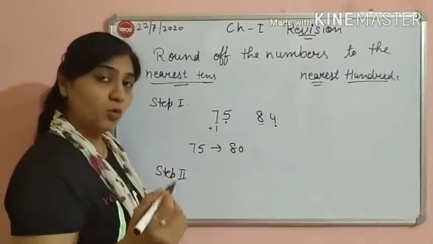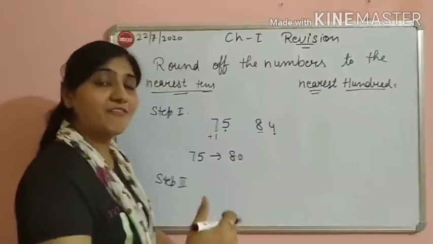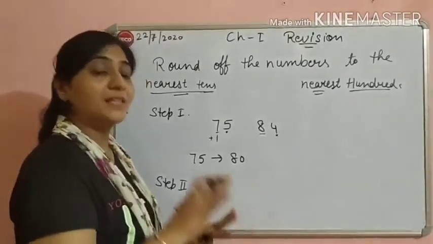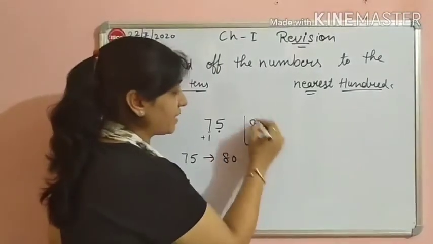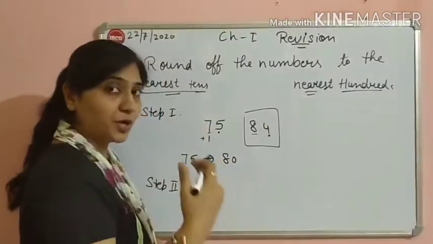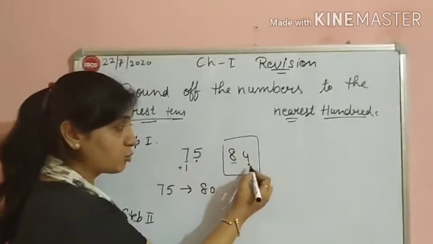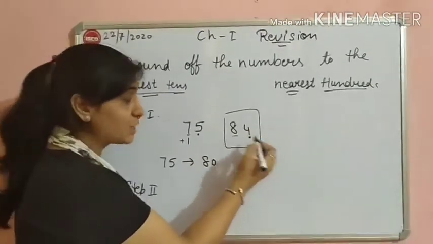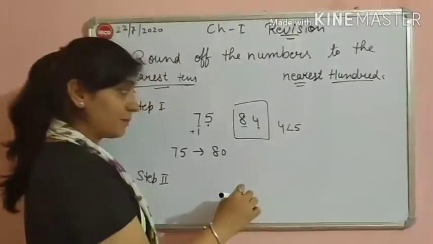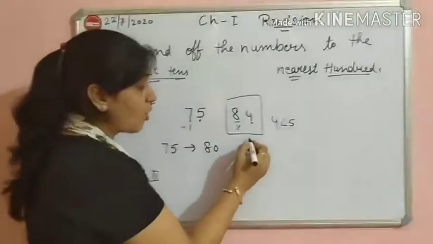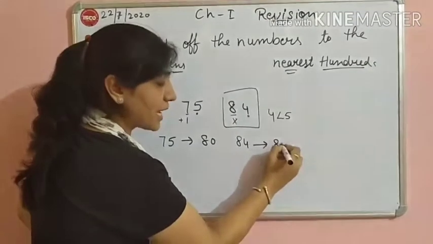According to step 2, if the right side digit is less than 5, then there is no change in the tens place digit. See the number 84. We have to round this number to the nearest 10. So this is the tens place. I have to check the digit to the right side of the tens place. See, this is 4 and 4 is less than 5. It means there is no change. So 84 is rounded to 80.